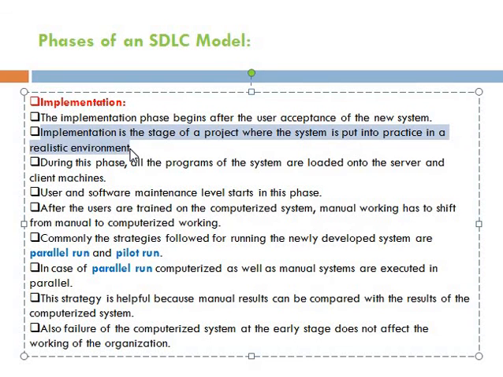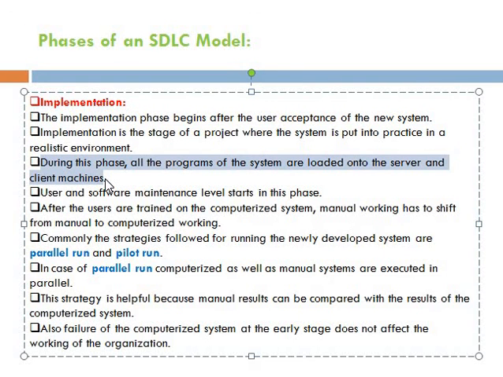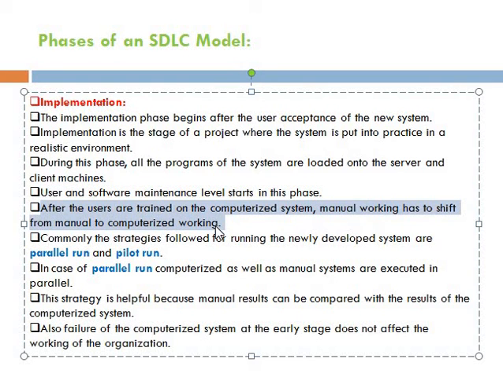Now, implementation is the stage of a project where the system is put into practice in a realistic environment, that is on the client side. During this phase, all the programs of the system are loaded onto the server and the client machines. The user and the software maintenance level also starts in this phase. So once the project or the software application is being implemented at the client side, then the end users are trained on the computerized system. The manual working has to shift from the manual into the computerized working.